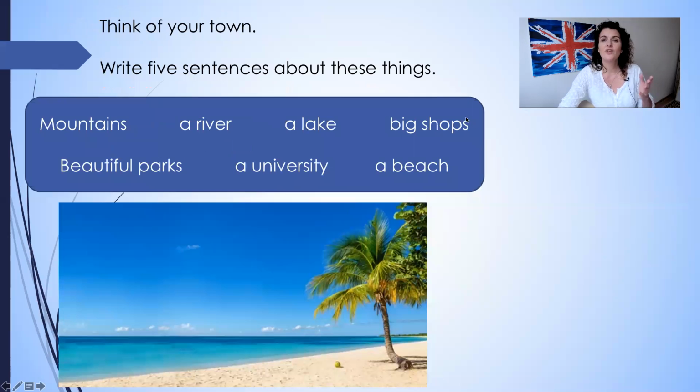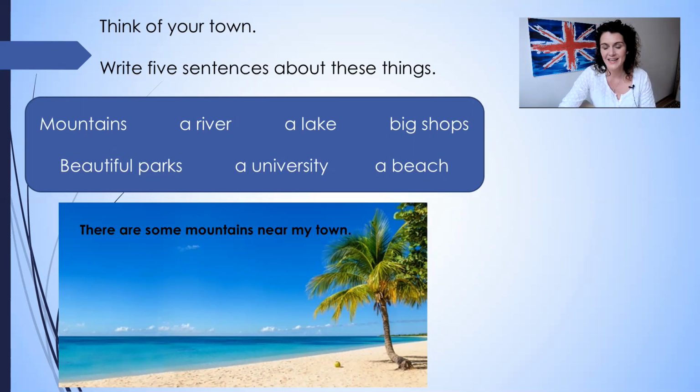Okay, think of your town. Can you write 5 sentences about these things? Think of positive sentences, things that there are in your town. Think of negative sentences, okay? And think of these objects and places. Here are mine. There are some mountains near my town.